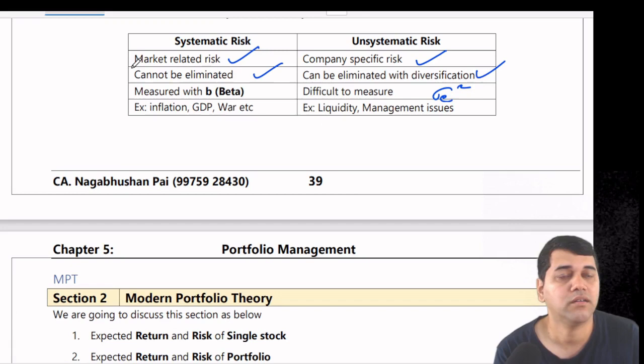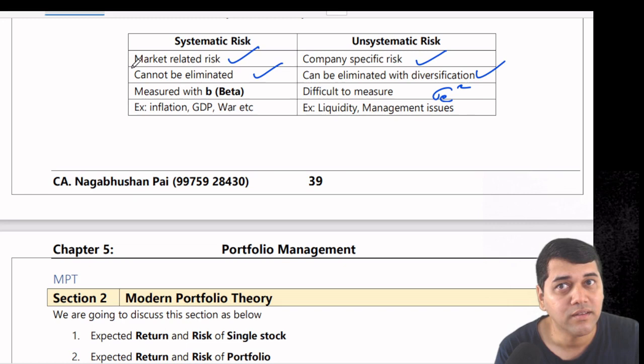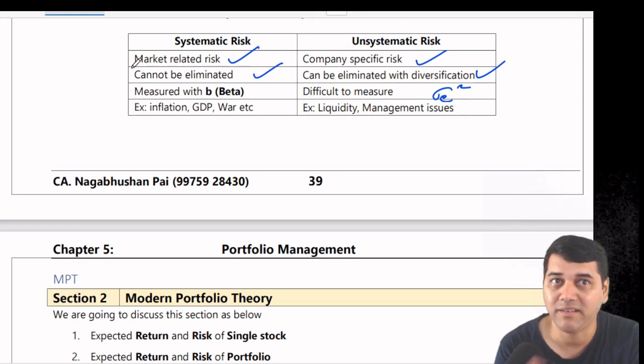Okay, one more thing. With this, we'll finish. Like, sir, you get unwell. You fell sick. It's an unsystematic risk. Can it be avoided? By having good food, good practices, we can avoid it. But systematic risk, again, we cannot avoid it. While on the way, a strike happens.